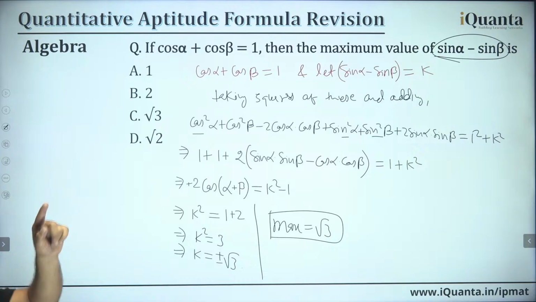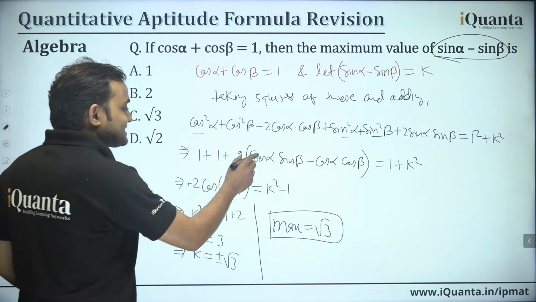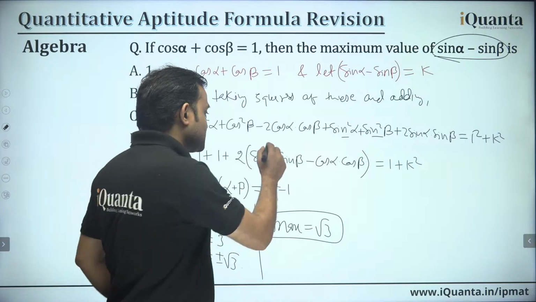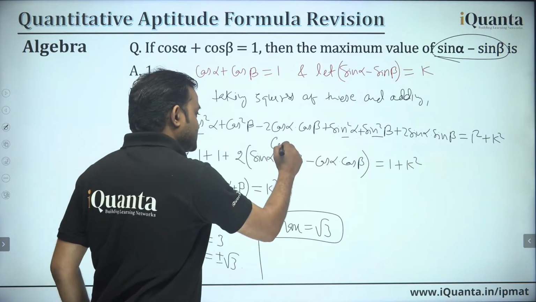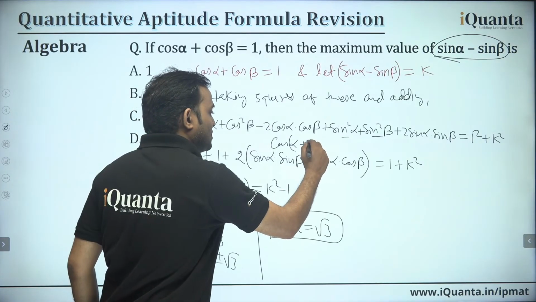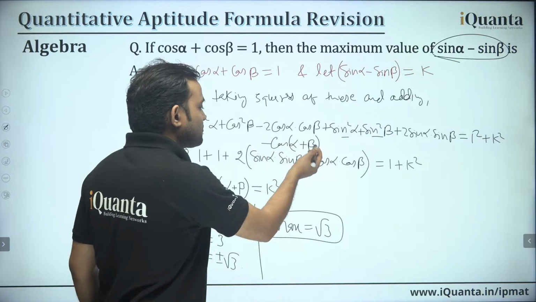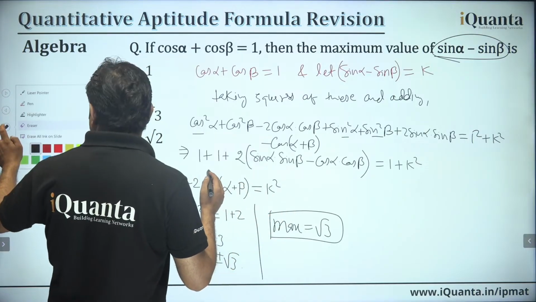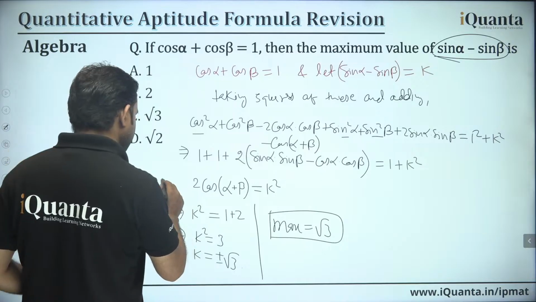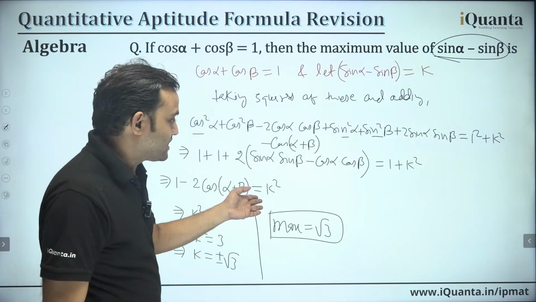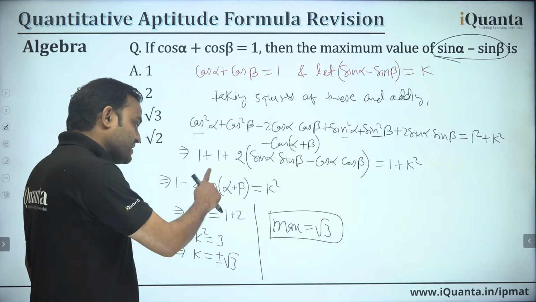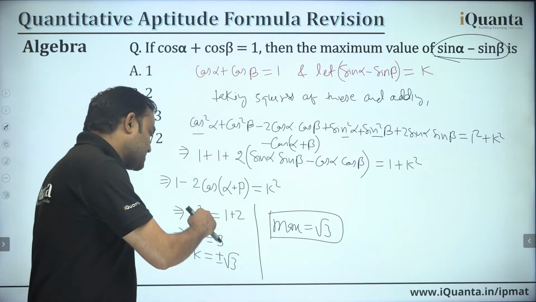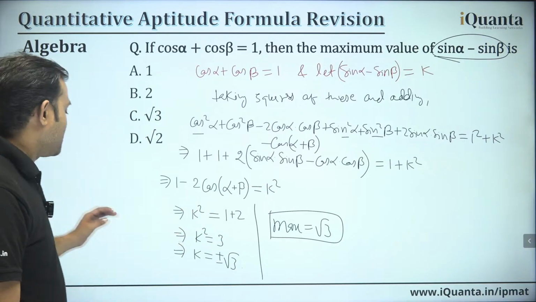If anyone has a doubt in understanding here, let me tell you, this is 2 into sin alpha into sin beta minus cos alpha into cos beta. Now this becomes minus of cos alpha plus beta. This 1 I have taken this side, it is not needed. I can keep it this side, and I can write it as 1 minus 2 cos alpha plus beta, right? But then we can say that cos alpha plus beta will vary from minus 1 to 1, right? In that case, the maximum of k square will be 1 plus 2. That's how.